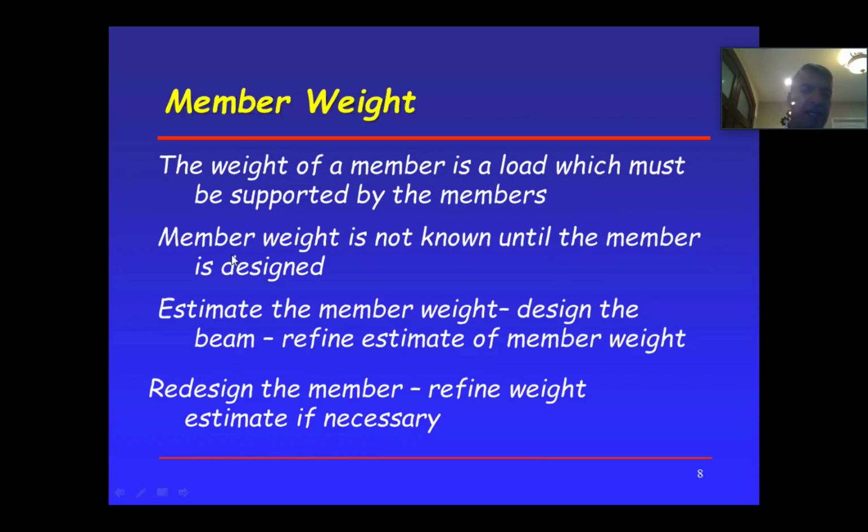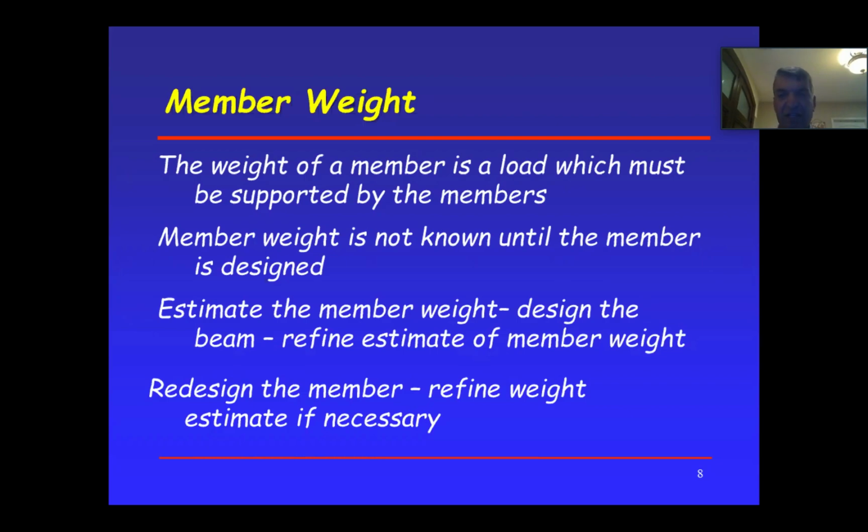What did I say before? We can estimate anything as long as we check it. Estimate the member weight, design the beam, refine the estimated member weight. So we're going to estimate, let's say it weighs 400 pounds per foot. When I estimate the weight, then I can design the beam, then I find its size. When I have the size, I will calculate how much it weighs. I'll compare it to the 400, right?